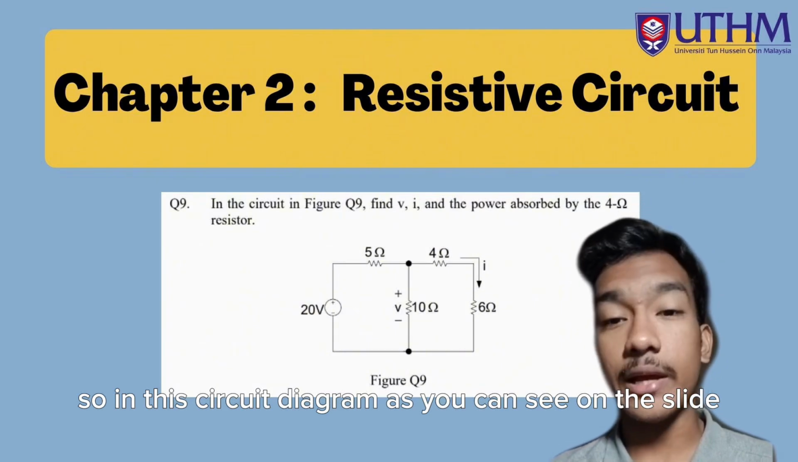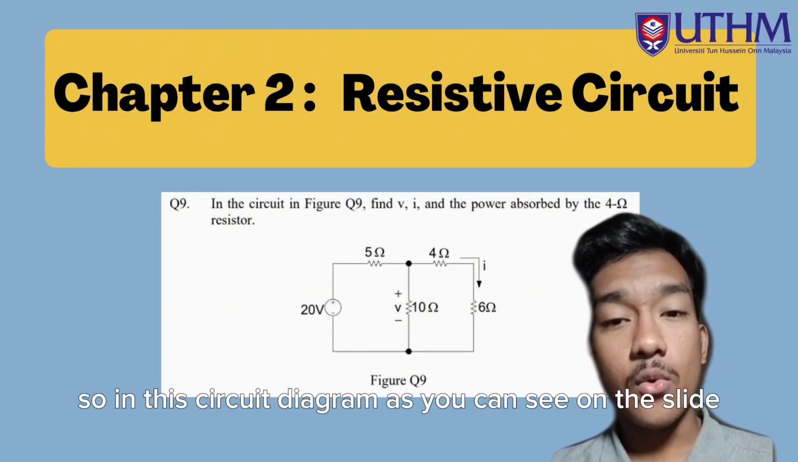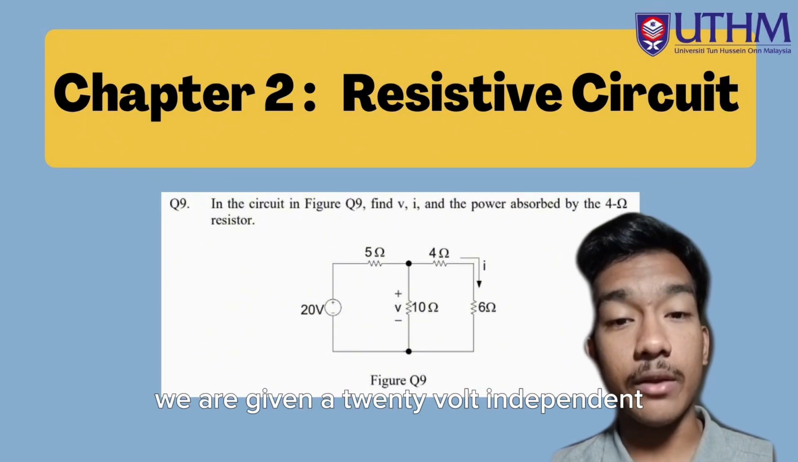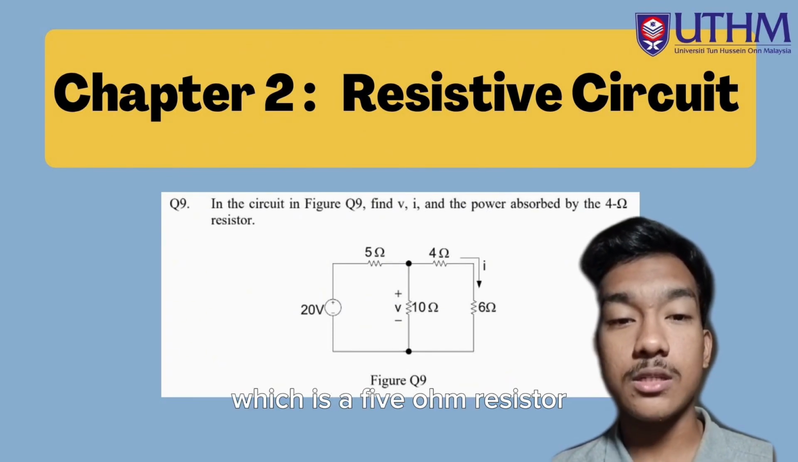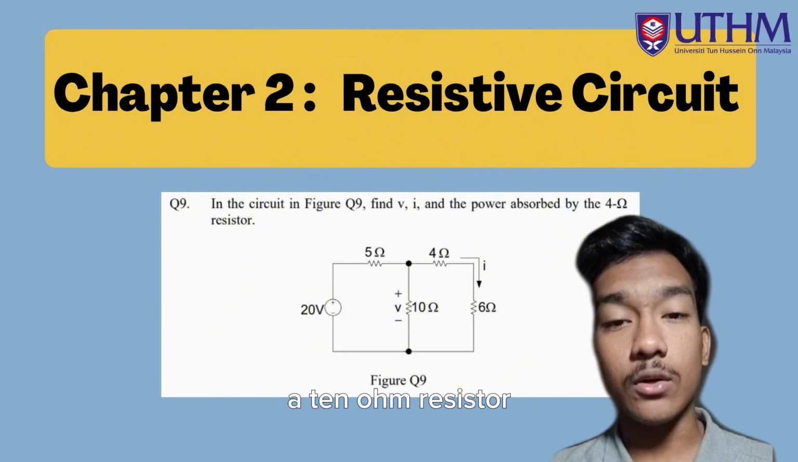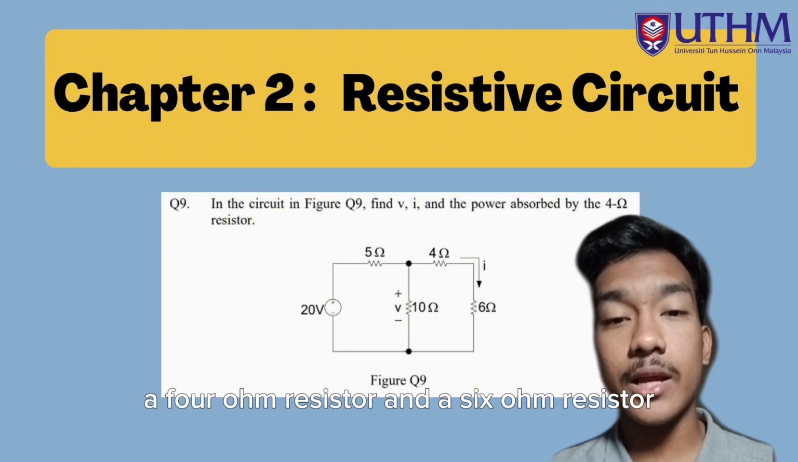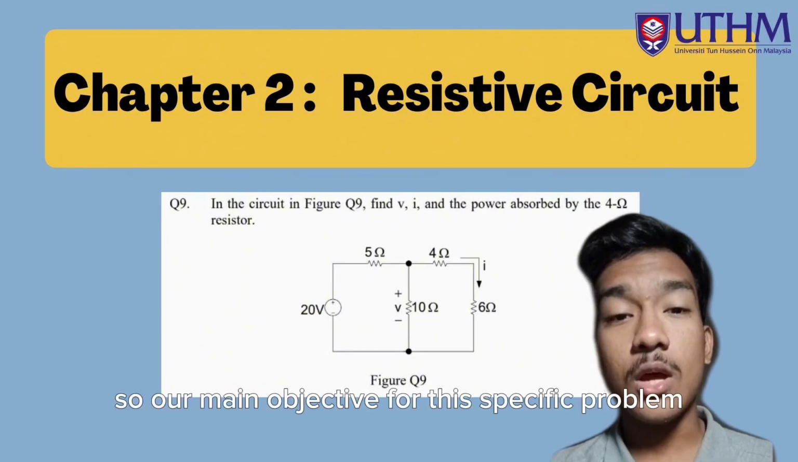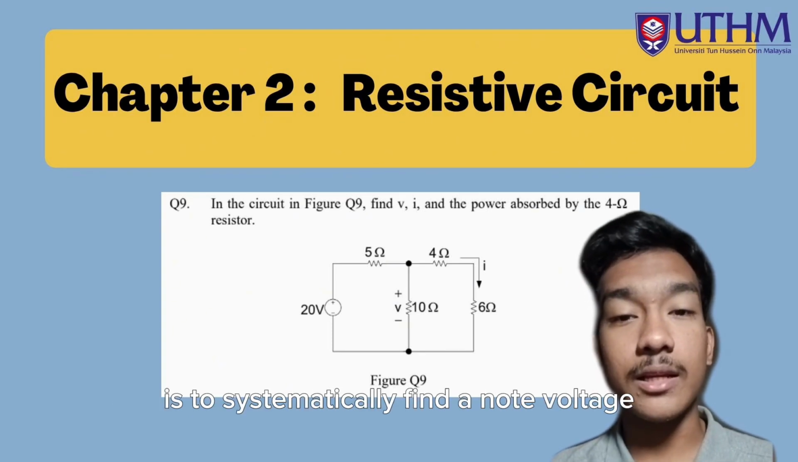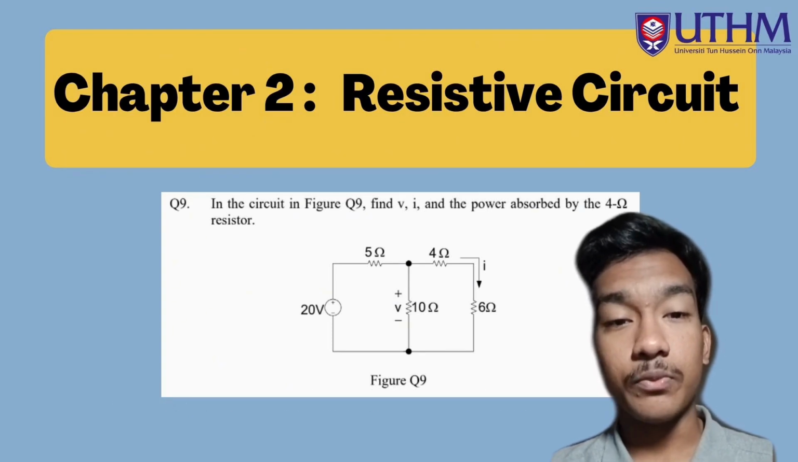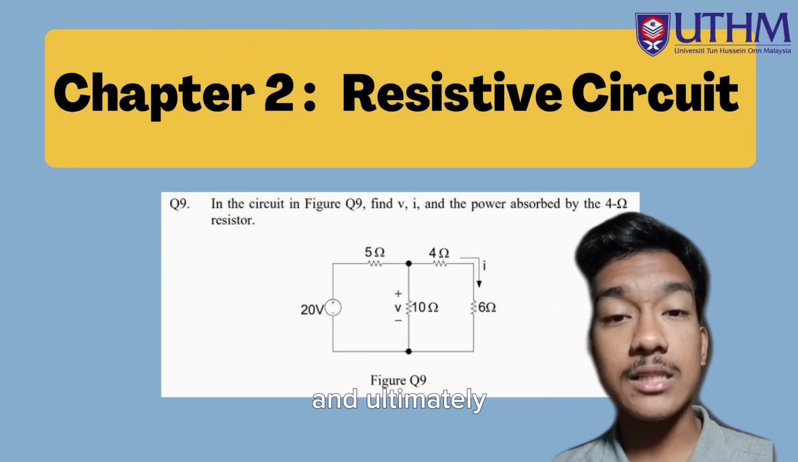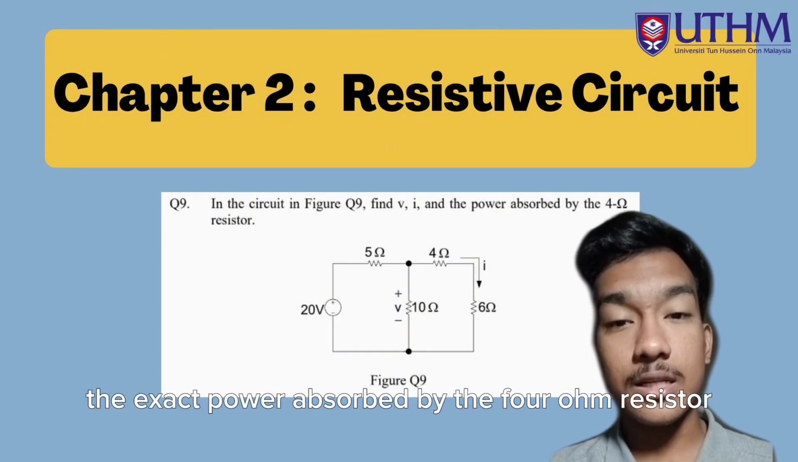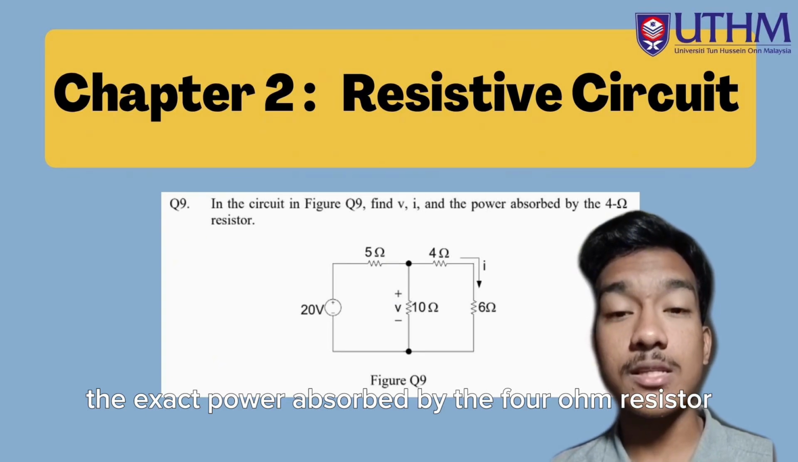So in this circuit diagram, as you can see on the slide, we are given a 20 volt independent voltage source connected to a network consisting of 4 resistors, which are a 5 ohm resistor, a 10 ohm resistor, a 4 ohm resistor, and a 6 ohm resistor. Our main objective for this specific problem is to systematically find the node voltage, the branch current I flowing through the rightmost side of the circuit, and ultimately to calculate the exact power absorbed by the 4 ohm resistor.